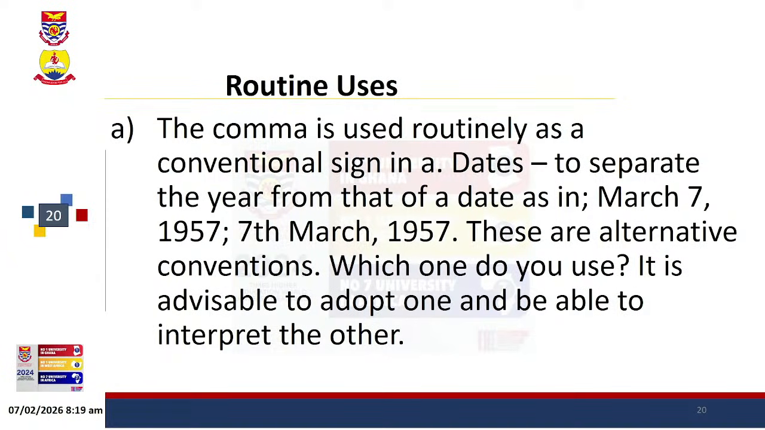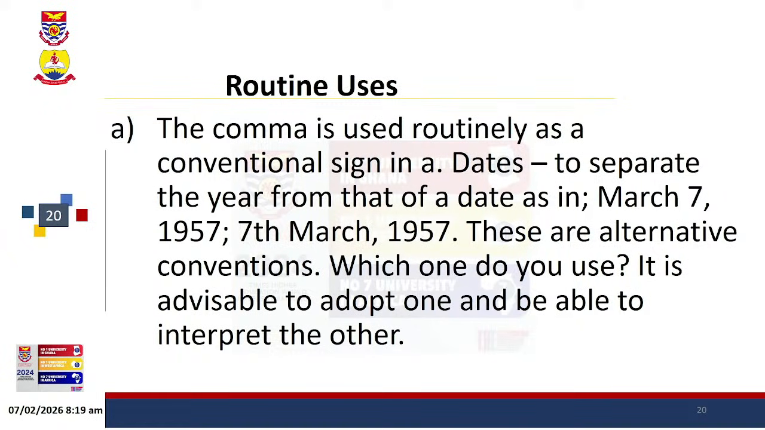Otherwise, without a comma, it will sound or be seen as March 71, 95/7. It doesn't make sense. So you have to restore a comma to separate the year from the date. And usually the date is the month and the day. Okay. Good. So March 7, 1957.